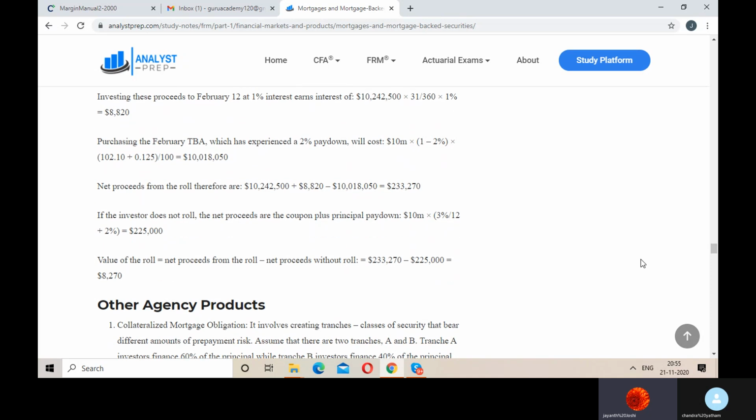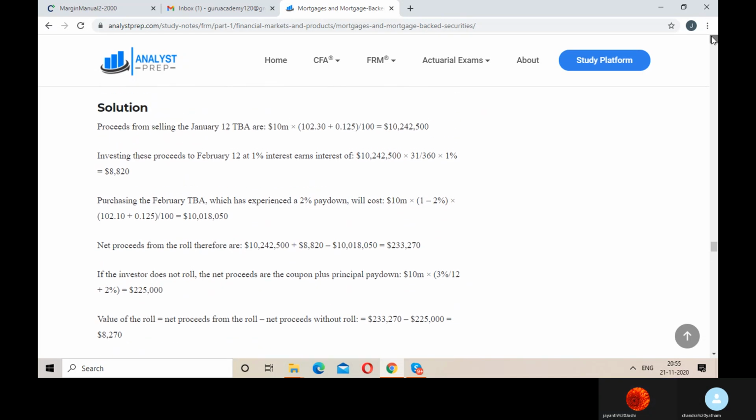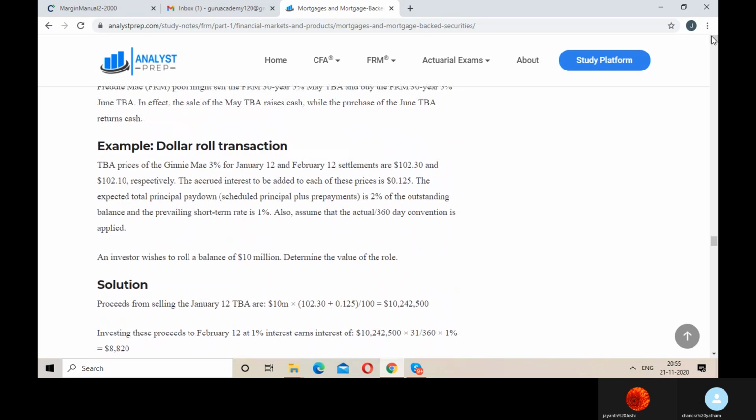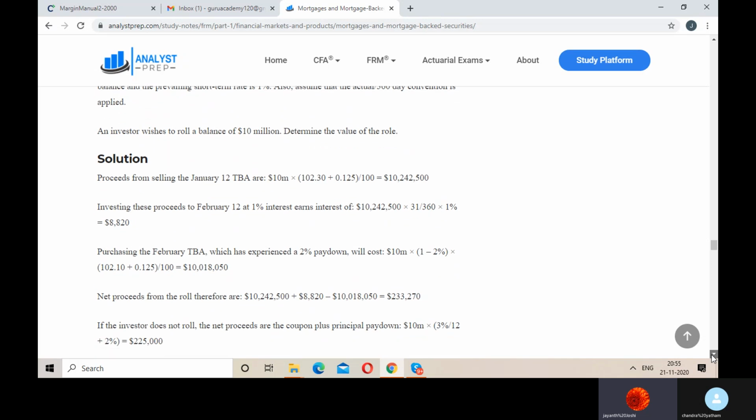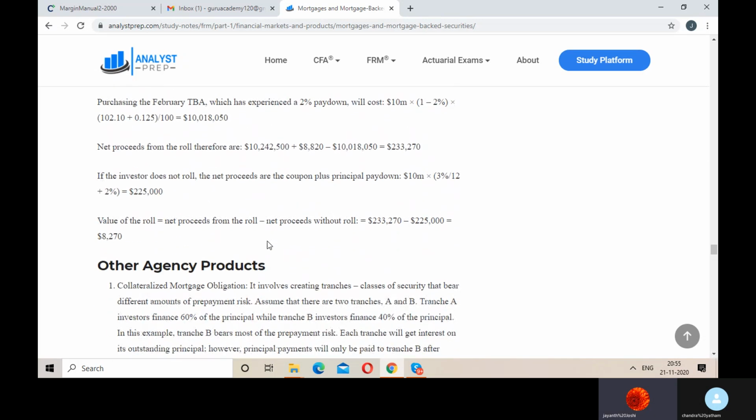Now if the investor does not roll, if you would not have done this dollar rollover transaction, Chandra, the net proceeds are the coupon plus interest paid on it. That is, you will be getting the coupon, the interest. Okay, let us see. It is 3% and 2% of the outstanding balance. So 3 by 12 plus 2%. This is what you would have got.